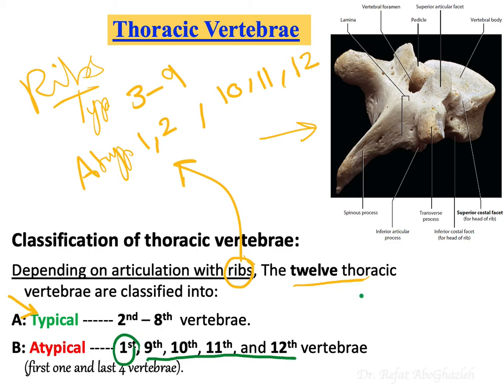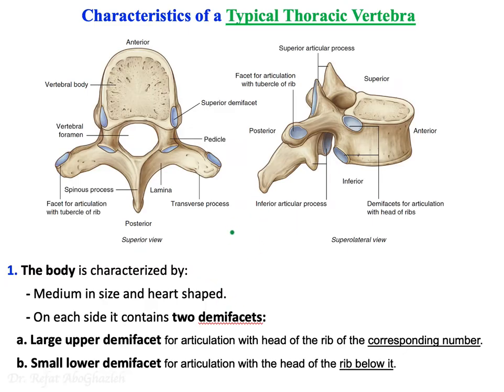I will show you how, I will let you understand why the typical ones are the second to eighth, and why the atypical ones are the first one and the last four. But first of all, let me explain the general characteristics and features of the typical thoracic vertebra. If you look superiorly here, this is the body, and these are pedicles, and these are lamina or laminae, and this is the spinous process, transverse process, superior articular process, and of course the inferior articular process. These are general features for any vertebra.